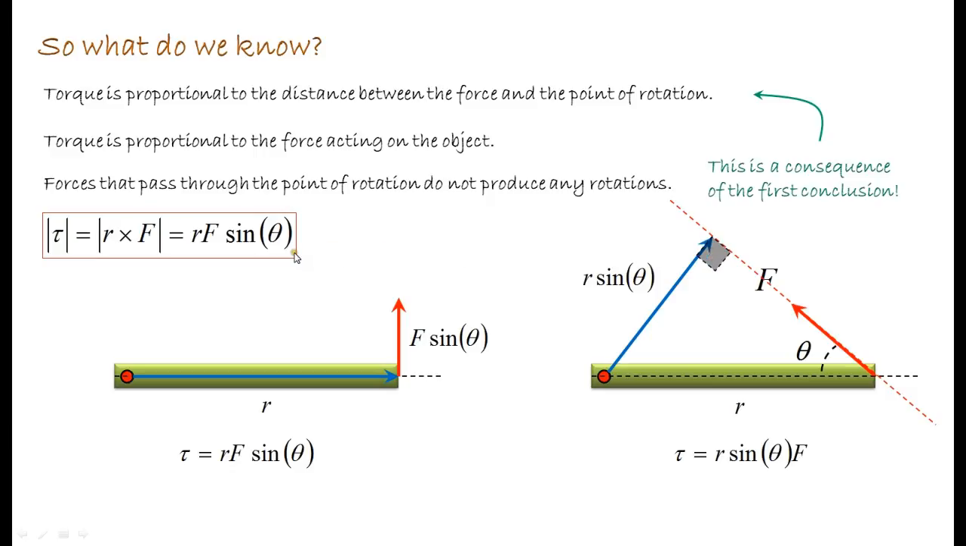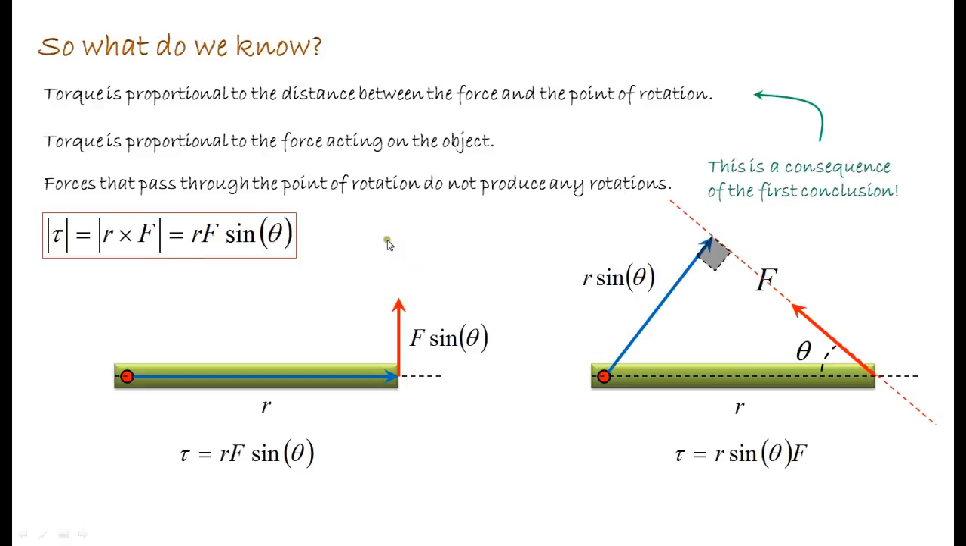Another way of saying this is that the magnitude of the torque is r times F times sine of the angle between these two vectors, which looks a lot like the magnitude of a cross product. Actually, it turns out that that's what it is.